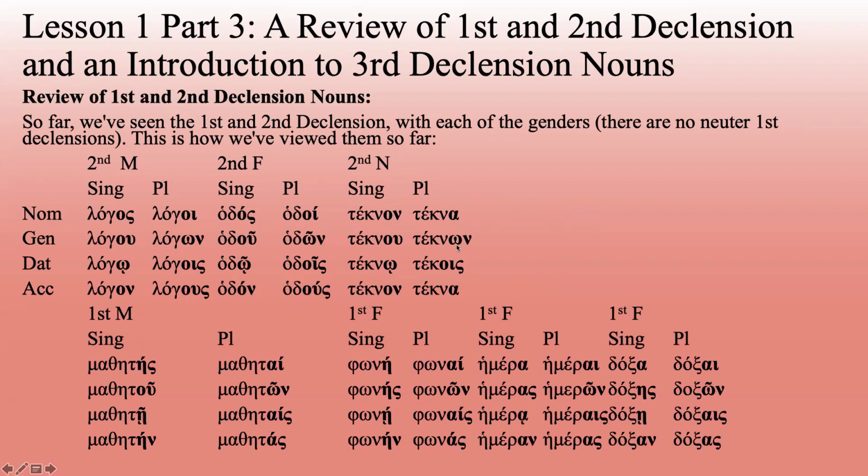Then we've got the second declension neuter, with the only difference being the nominative and accusative have to match. So we've got an on up here, and then we've got the as over here.